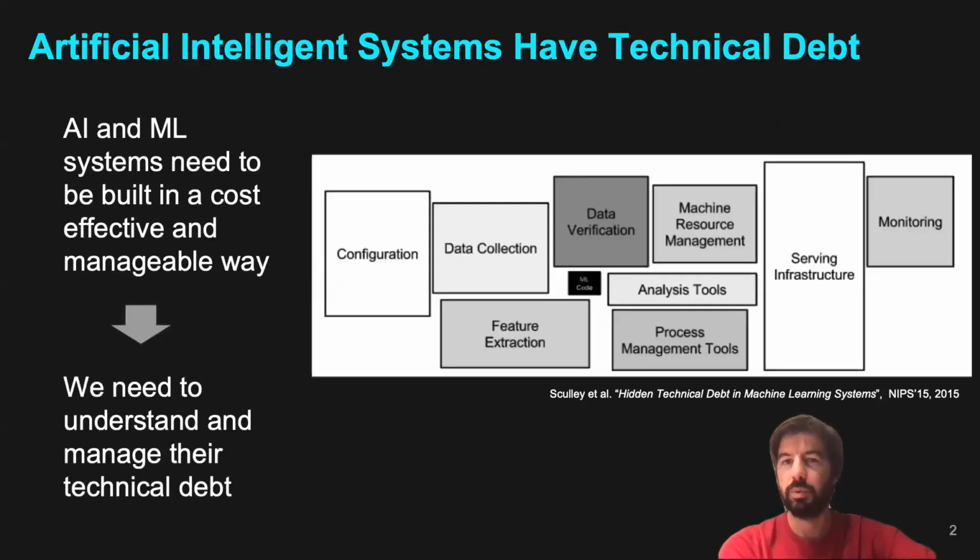Machine learning and, more broadly, AI-based systems are currently used to drive key business processes. These are also nowadays becoming very large and complex software systems. As you can see in the figure, they are typically comprised of several components, of which the ML code, so the actual algorithmic part, is just a small part. So AI and ML systems need to be built and maintained nowadays in a cost-effective and manageable way.